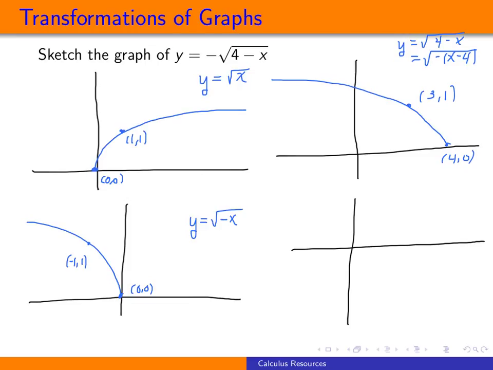And then lastly here, we need to take care of the negative sign that's out front. Well, putting that negative sign out front, we're changing our outputs. It's going to reflect about the x-axis. So still at 4, 0, the point that was at 3, 1 is now at the point 3, minus 1.